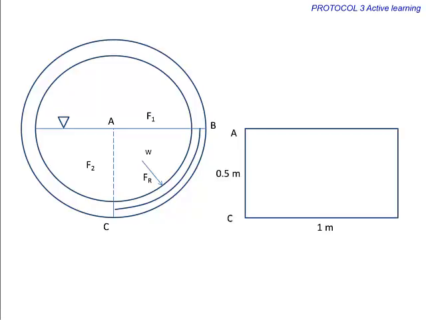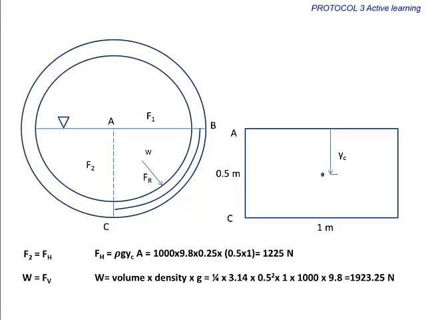Now consider the vertical surface AC with unit length. F2 is the horizontal force, and this can be calculated using the equation we have derived. W is the vertical force and it can be calculated as the weight of the fluid. Finally, we can calculate the resultant force acting on this curved element.